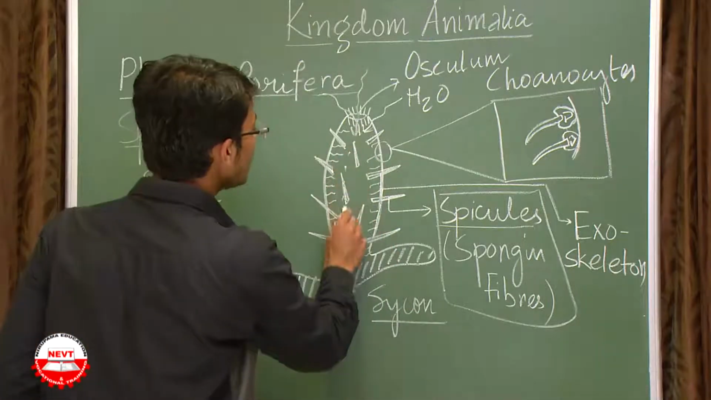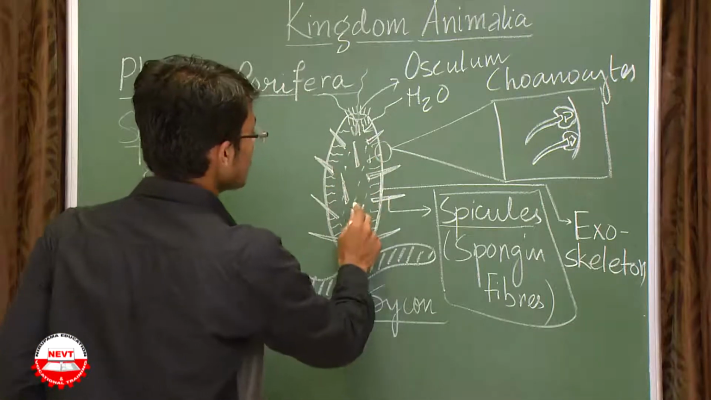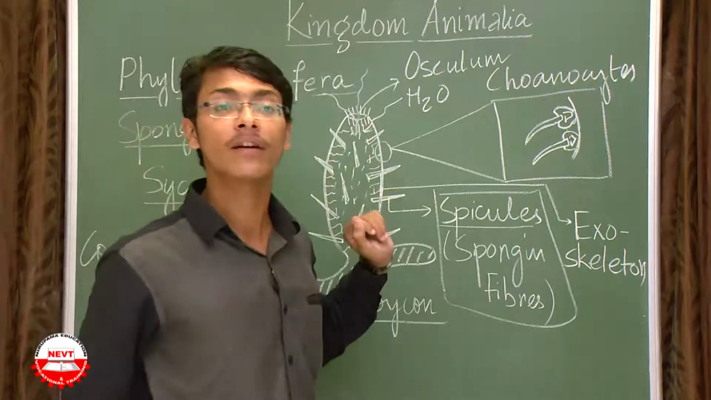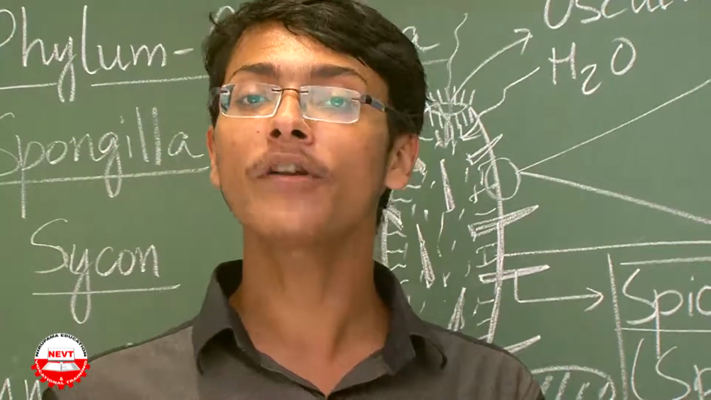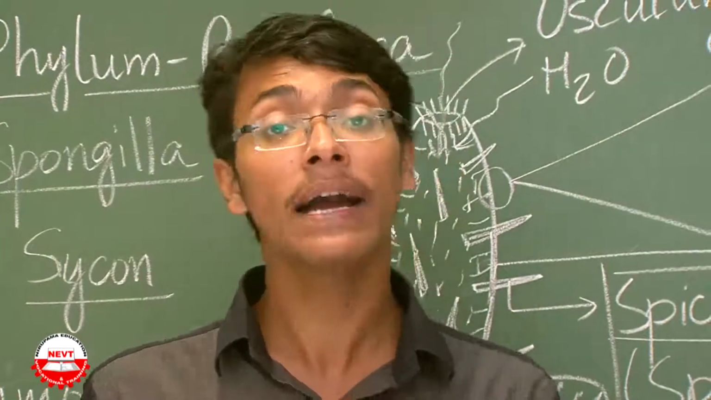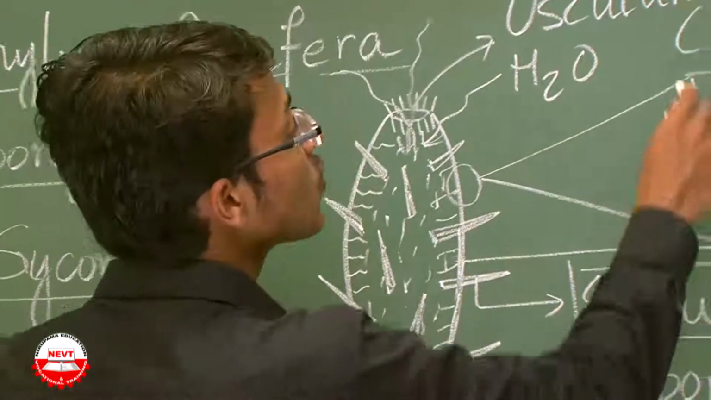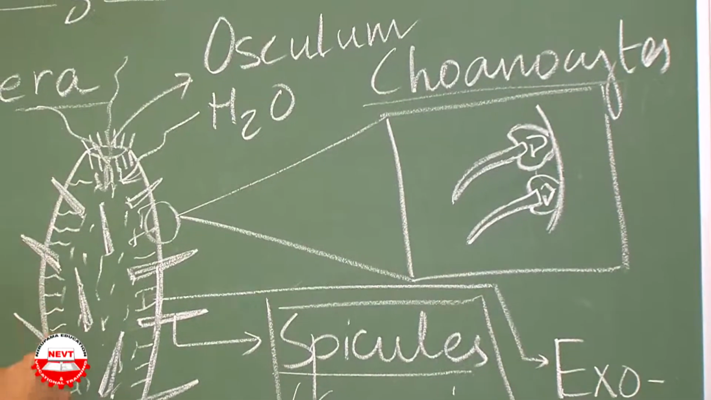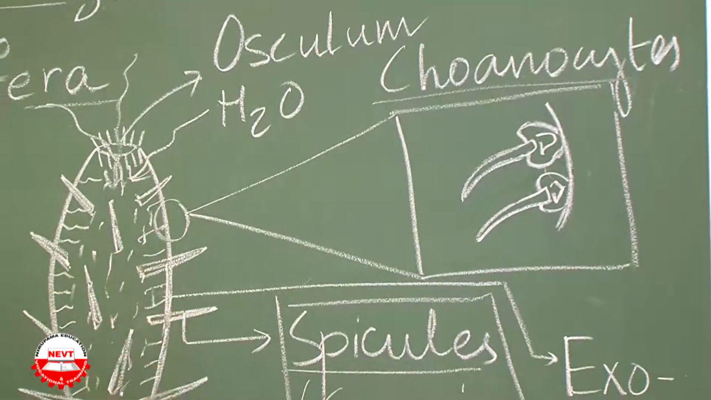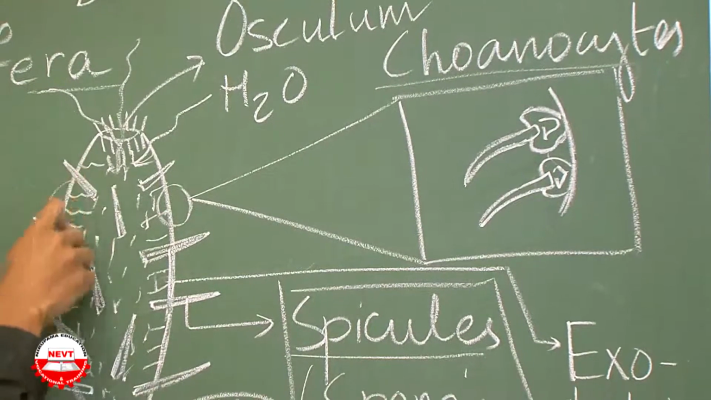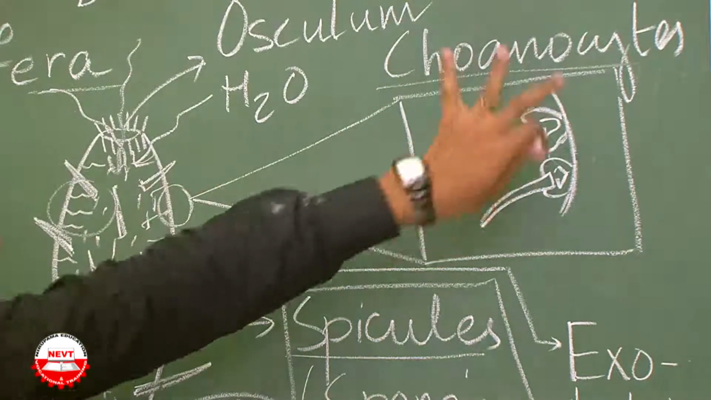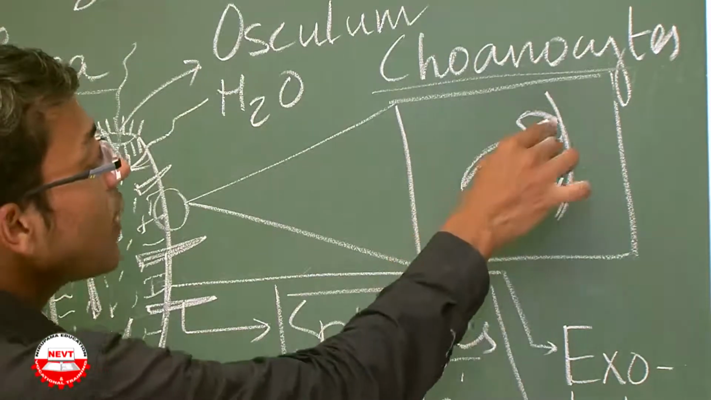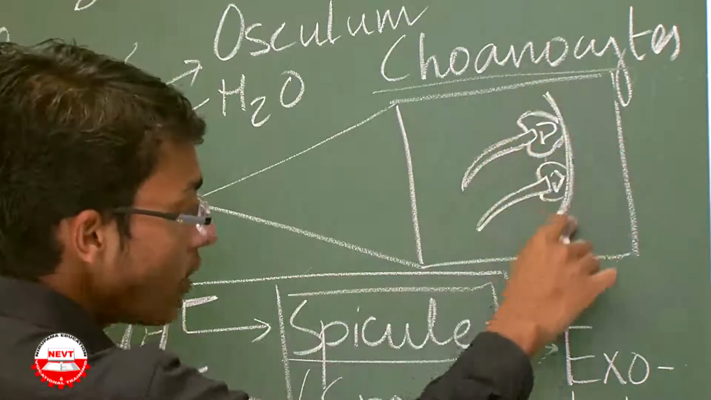The entire body is filled with holes. As the name suggests, the entire body is perforated with holes. A very important characteristic of members under phylum Porifera is the choanocytes. Please try to understand. You can see some hair-like structures that outline the internal part. I have made an enlarged view of that. They are choanocytes. You can see this is the body wall.